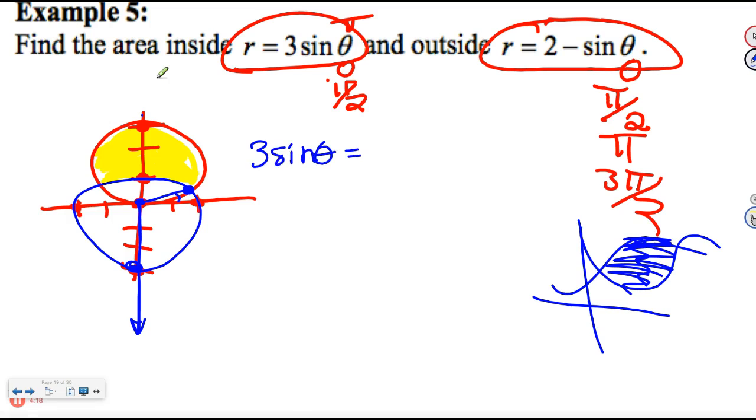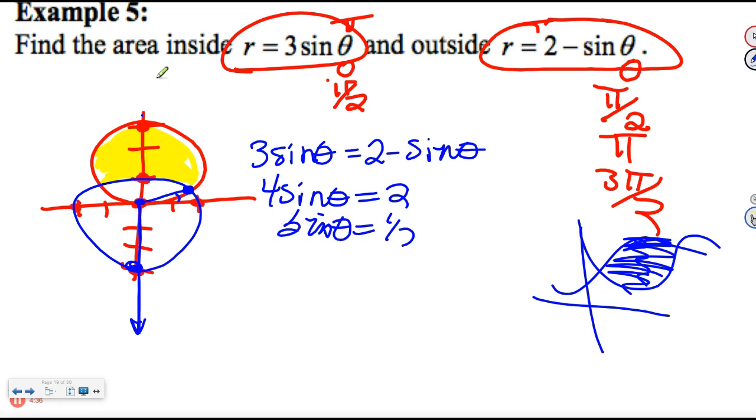This one is no calculator, by the way, equal to 2 minus sine theta, which means I'm going to be on the unit circle. If I had to guess, I'd say it's pi over 6, wouldn't you? You'd probably guess it right if you graph halfway decent. I get 4 sine theta equals 2.